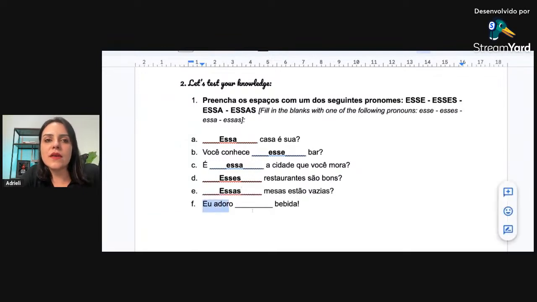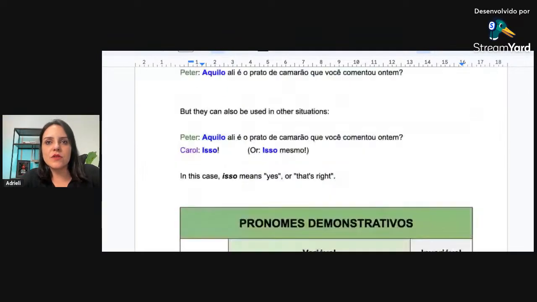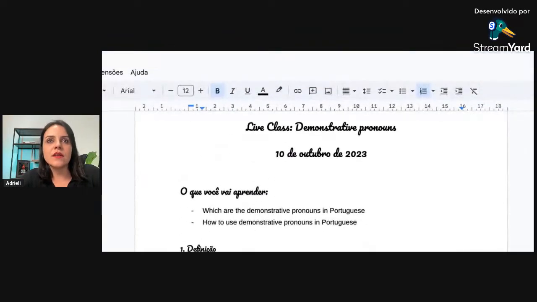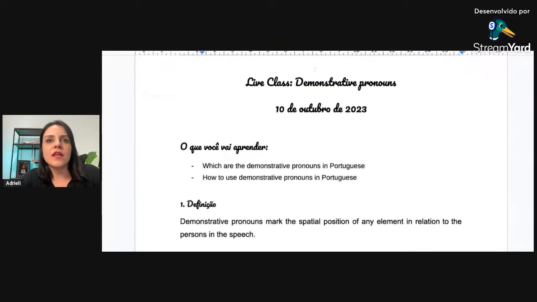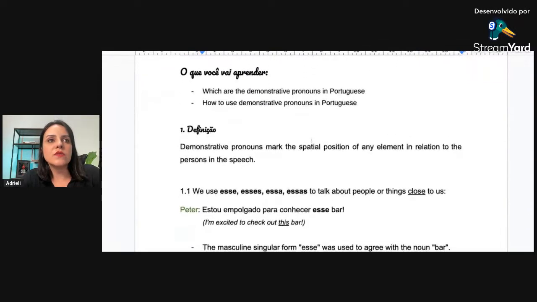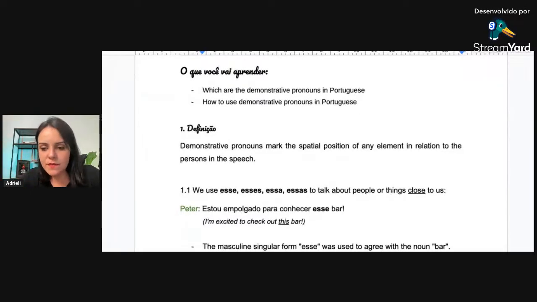And the last one, eu adoro bebida. Bebida is a feminine and singular noun. So in this case, we're gonna use essa. Very good. Muito bom. Então vamos voltar lá no início, agora que a gente já aqueceu. Now, since we already have warmed up, we're gonna go back to the beginning, okay?